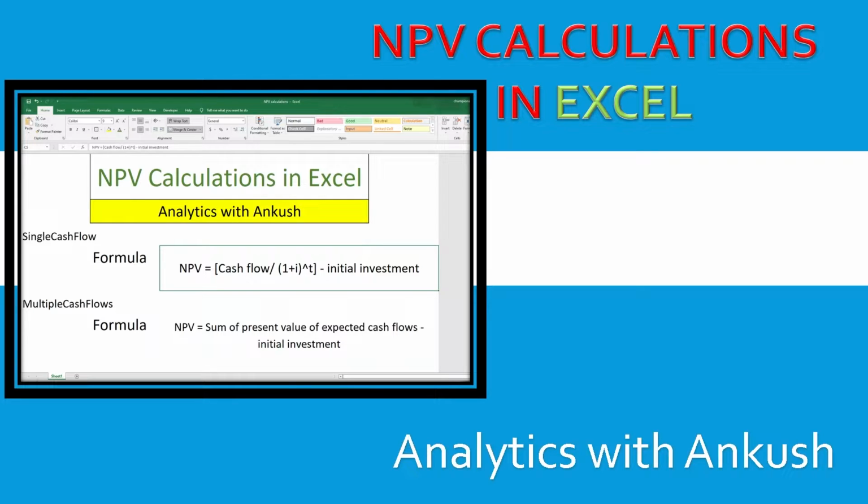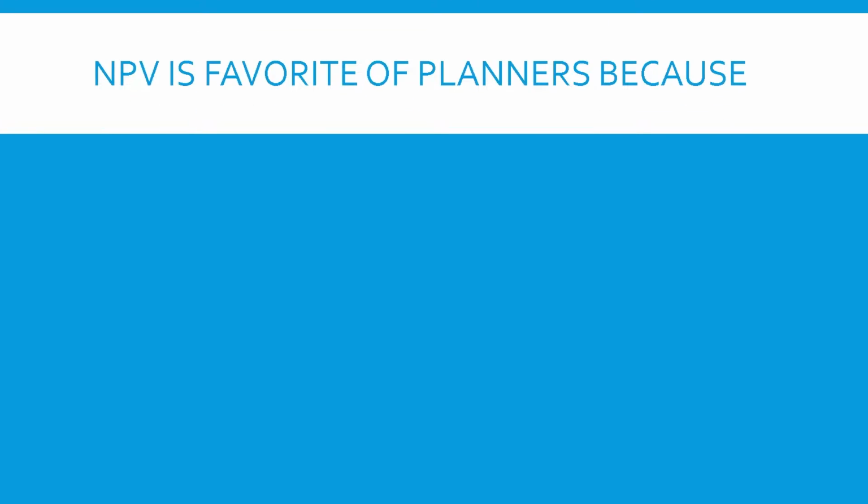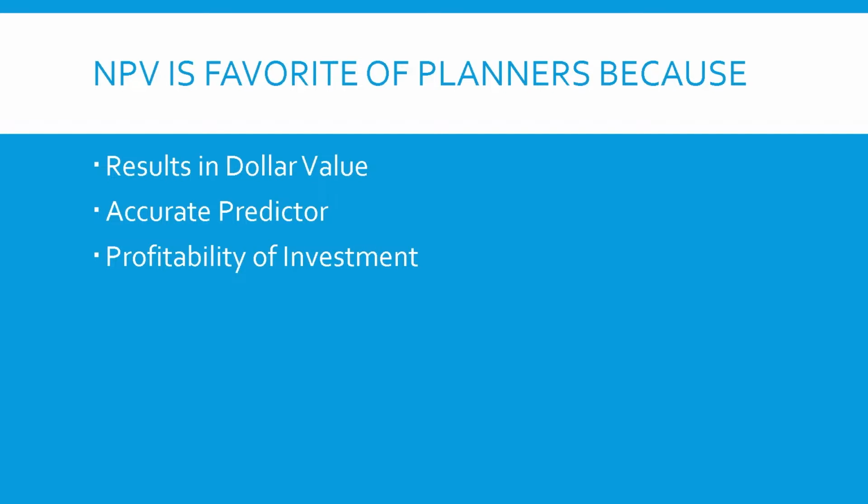In this video, I will show you how to calculate NPV, or net present value, of the cash flows a proposed project or investment will generate. NPV is a favorite of most capital budget planners because it provides results in dollar value and is a more accurate predictor of an investment's profitability.